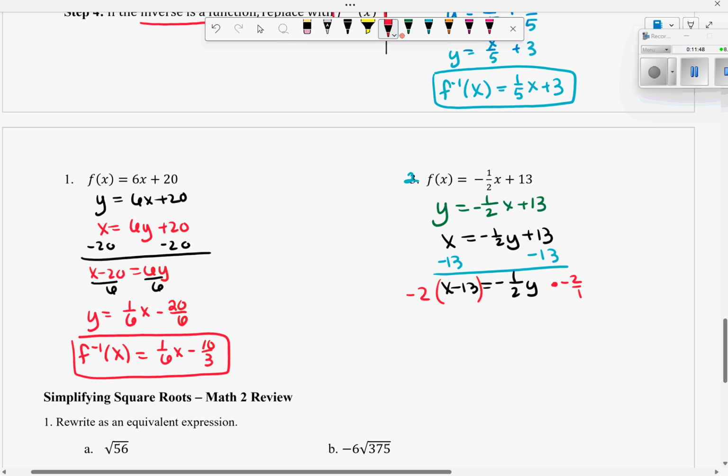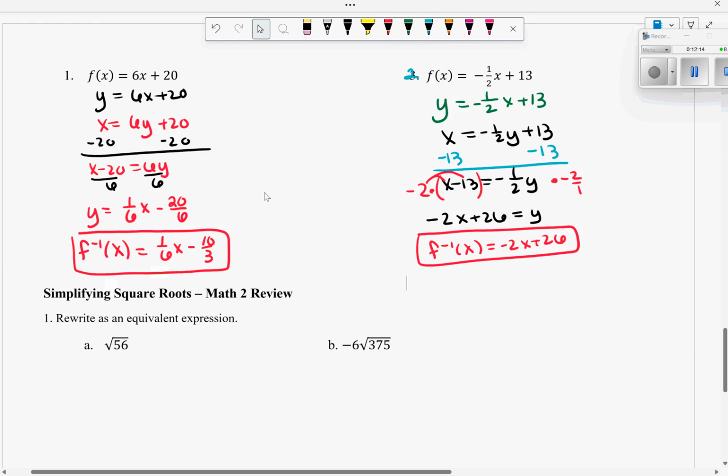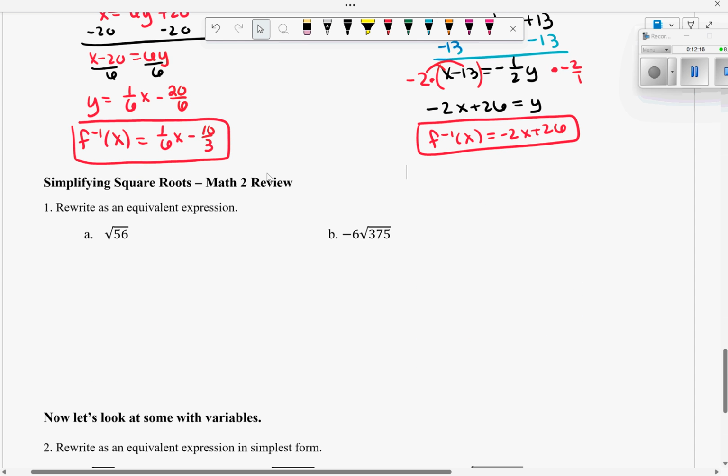So if I multiply both sides by -2/1 or -2, that means here I have to make sure to distribute this to both these terms here. So this would be -2x plus 26 equals y. And then I can use that inverse notation. f inverse of x is equal to -2x plus 26. And the reason, again, we can use the inverse notation is because we know that a linear function is going to pass the horizontal and the vertical line test. And then we have some review of square roots from Math 2.